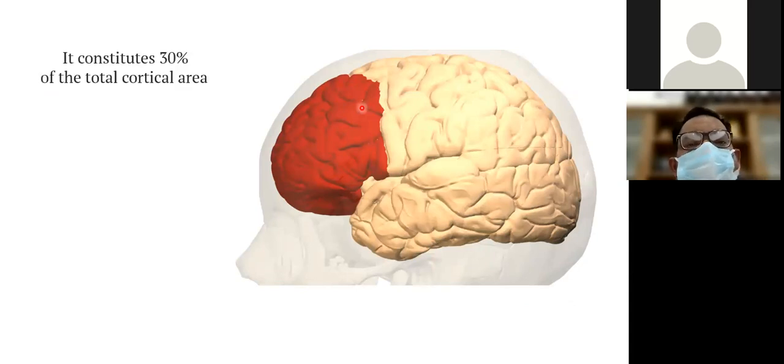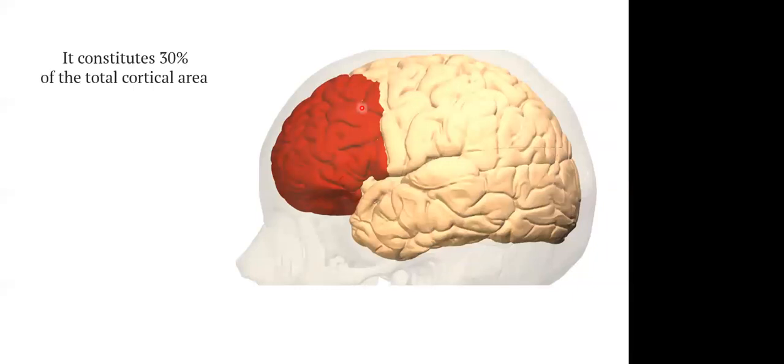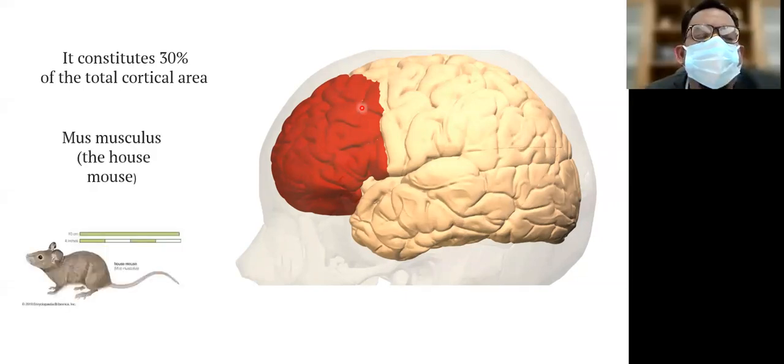It's important to realize that it constitutes 30% of the total cortical area. And primates, we humans are primates, part of mammals, like we share it with apes, rhesus monkeys. So this frontal lobe is most evolved in primates.